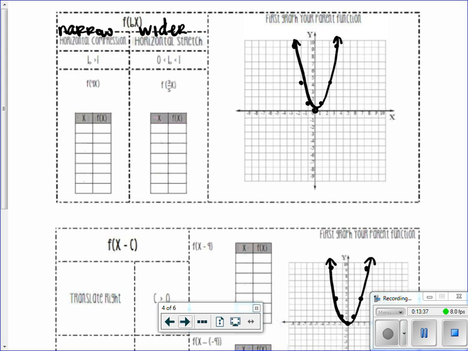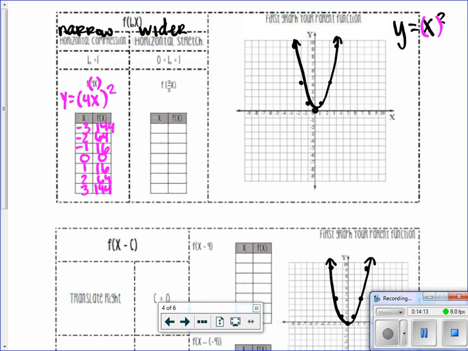So here's our parent function. Now our changes are inside the parentheses. That means whatever is in this parenthesis plugs in for x. So when it comes to our equation, it's 4x, because that was our parentheses, and the squared is outside of it. And that is what you can put into your calculator. So go ahead and put that in your calculator. So when it comes to graphing this one, there's really only one thing that we can graph.